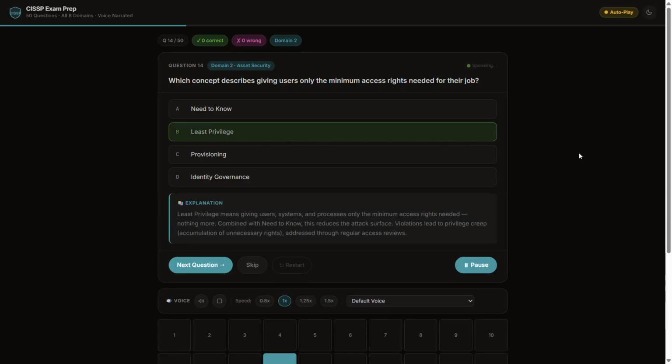Correct answer: B. Least privilege means giving users, systems, and processes only the minimum access rights needed, nothing more. Combined with need to know, this reduces the attack surface. Violations lead to privilege creep, accumulation of unnecessary rights, addressed through regular access reviews.